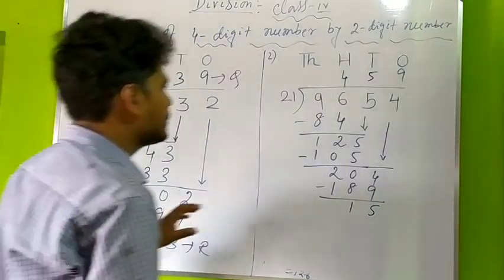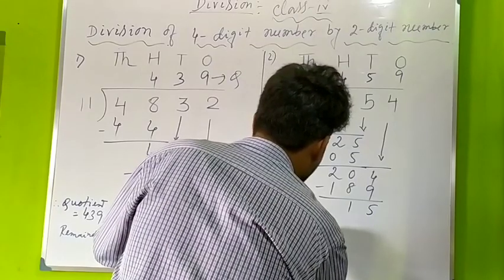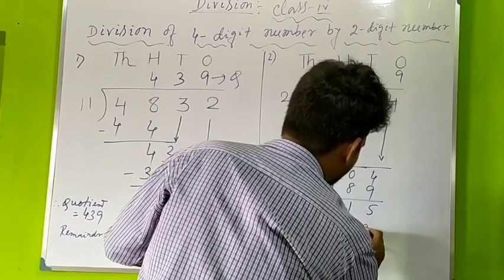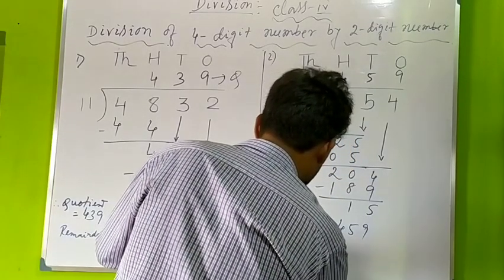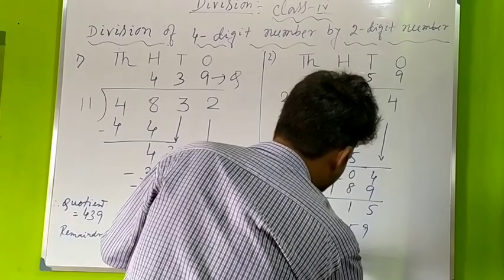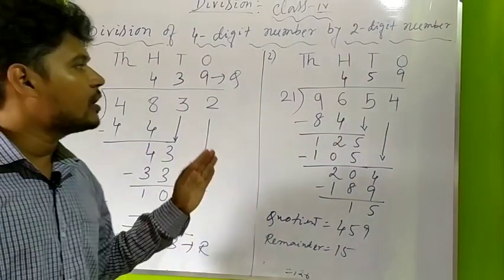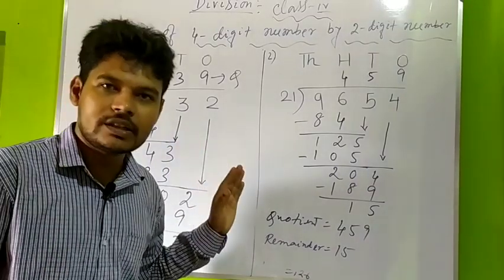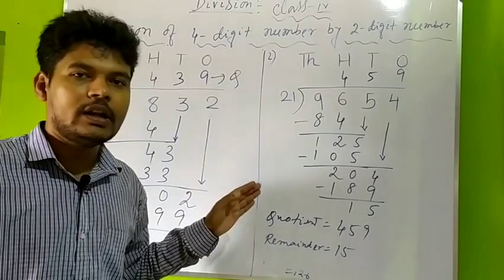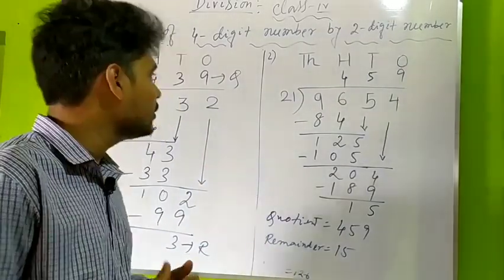So from this division we can see that the quotient is 459 and the remainder equals 15. So I hope all of you understood how to divide any 4-digit number by a 2-digit number. That is very simple and you can practice it more and more.